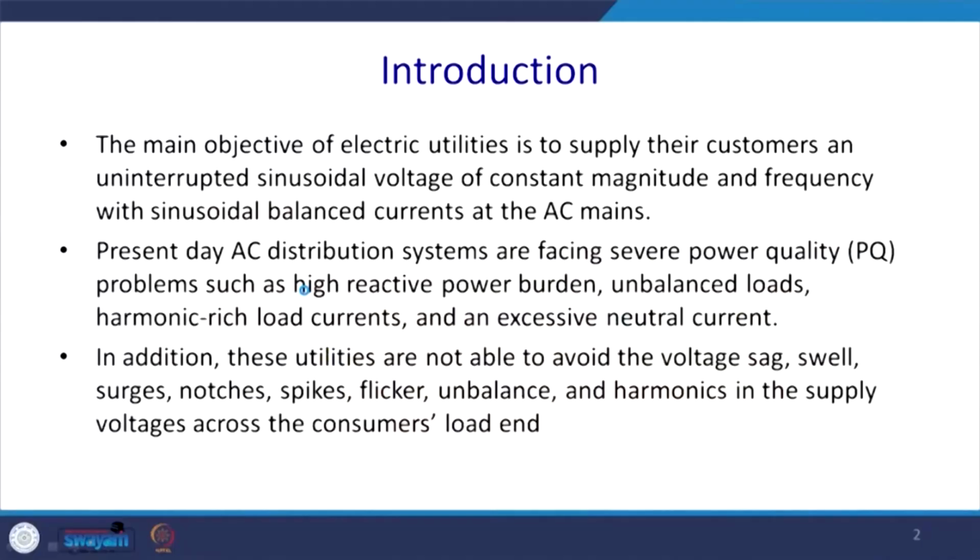As we have discussed earlier, the main objective of the electrical utility is to supply its customers an uninterrupted sinusoidal voltage of constant magnitude and frequency, with constant balanced current in the AC mesh. This is the power quality.